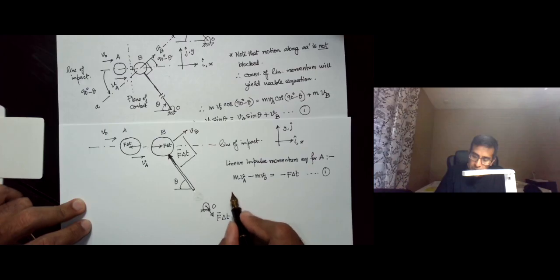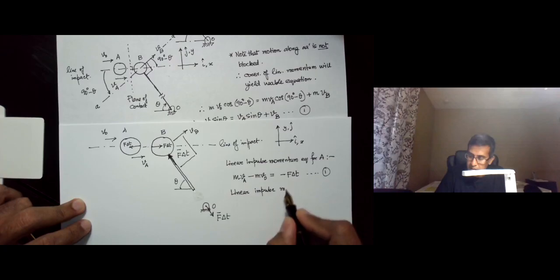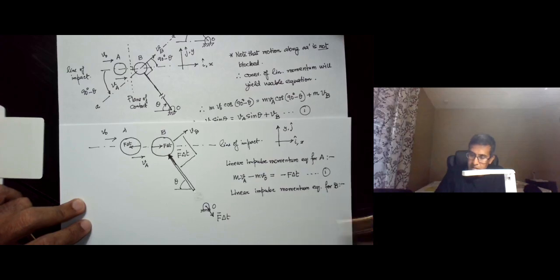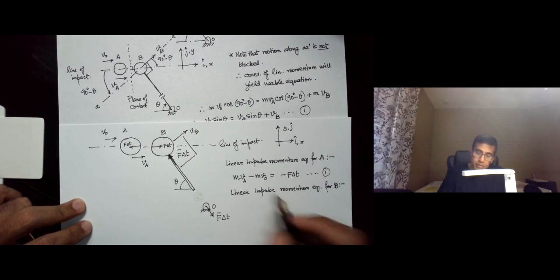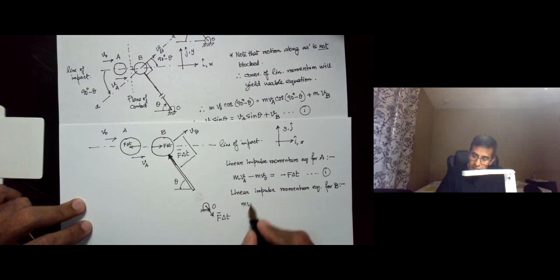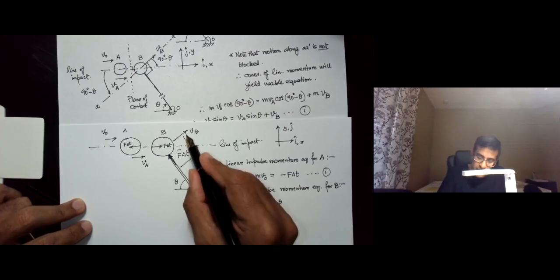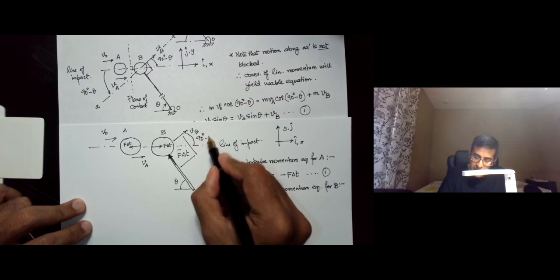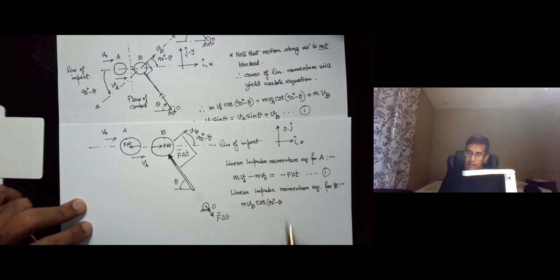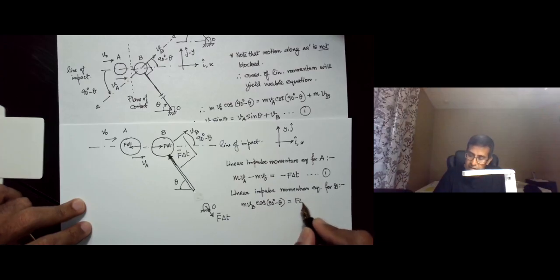Now if we take the linear impulse momentum equation for B, let's say we are writing about this direction, so the initial momentum is 0, and the final momentum is mvb cosine of 90 degrees minus theta, because keep in mind that this angle is 90 degrees minus theta. So that is equal to the f delta t.